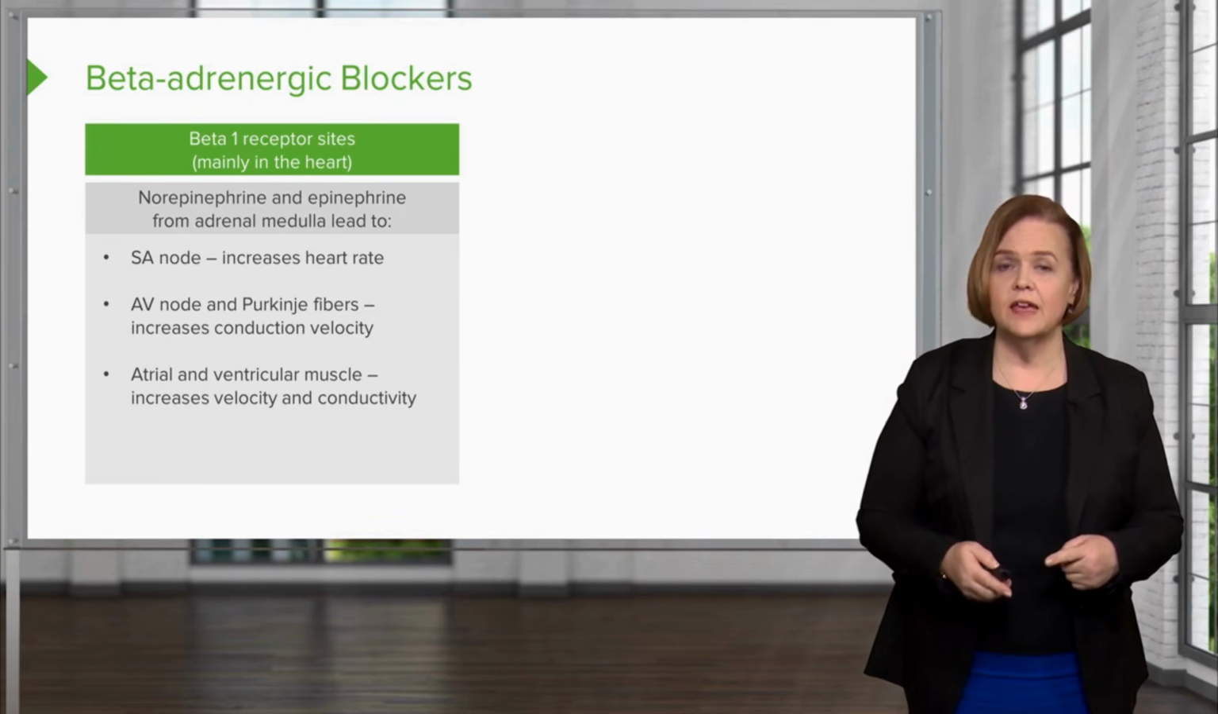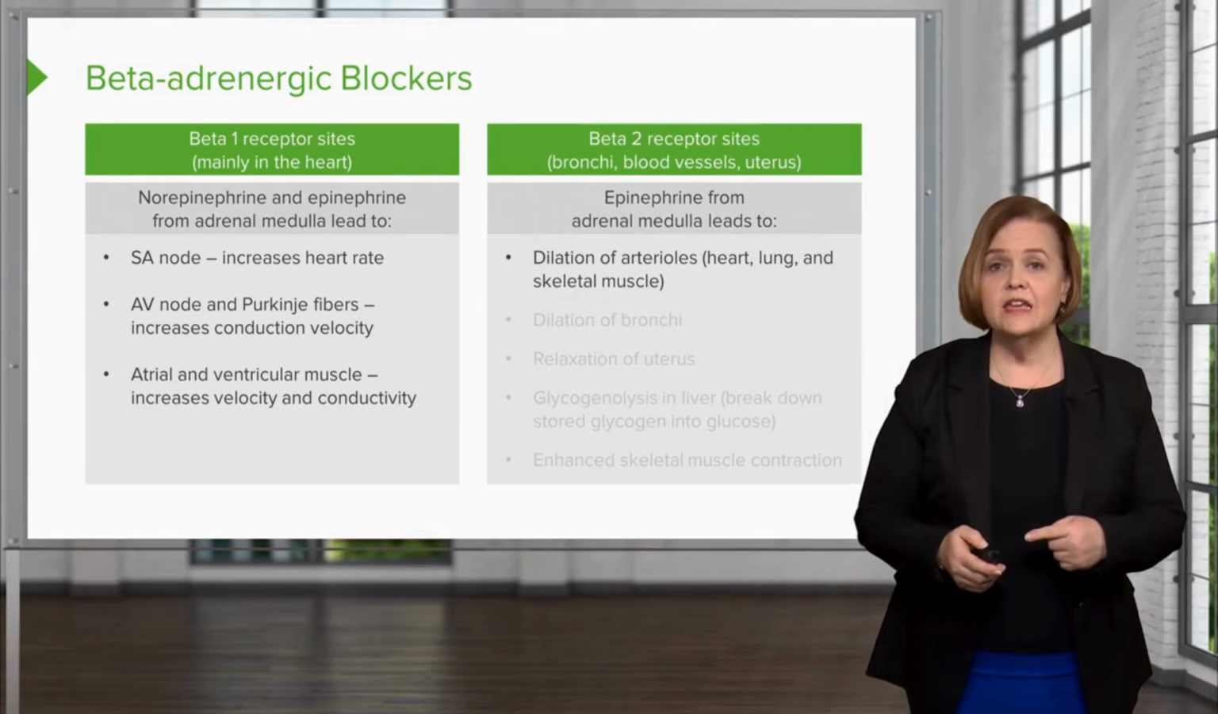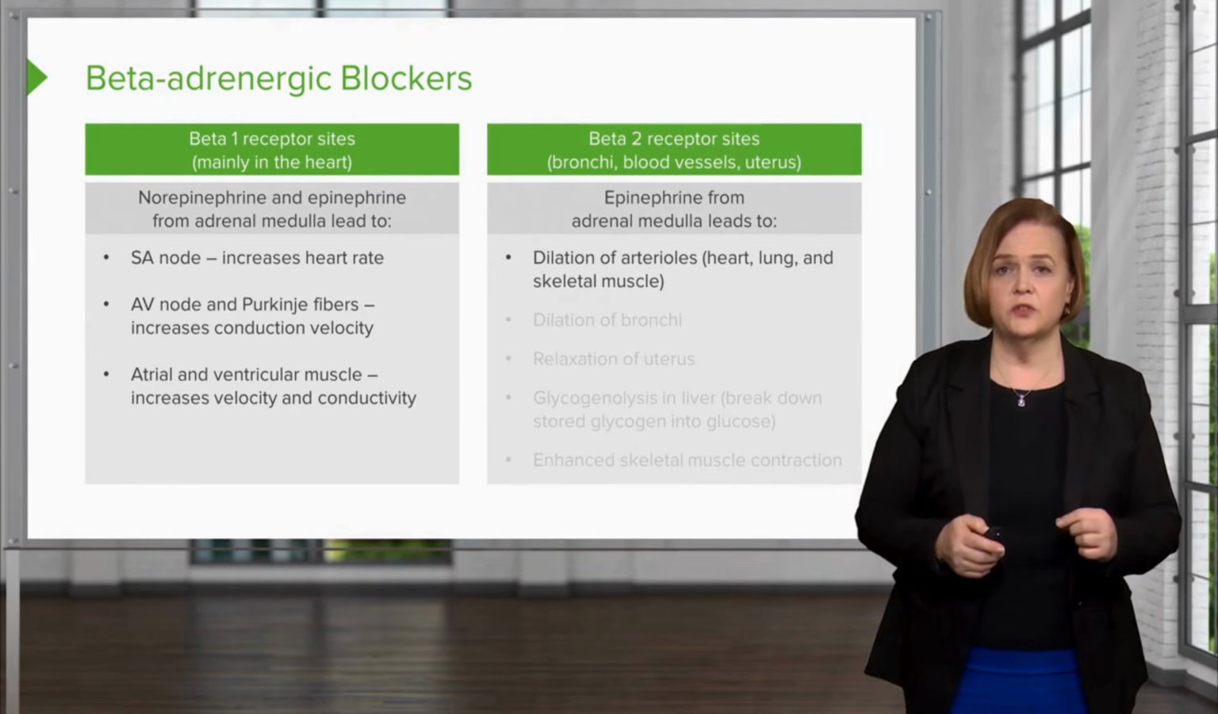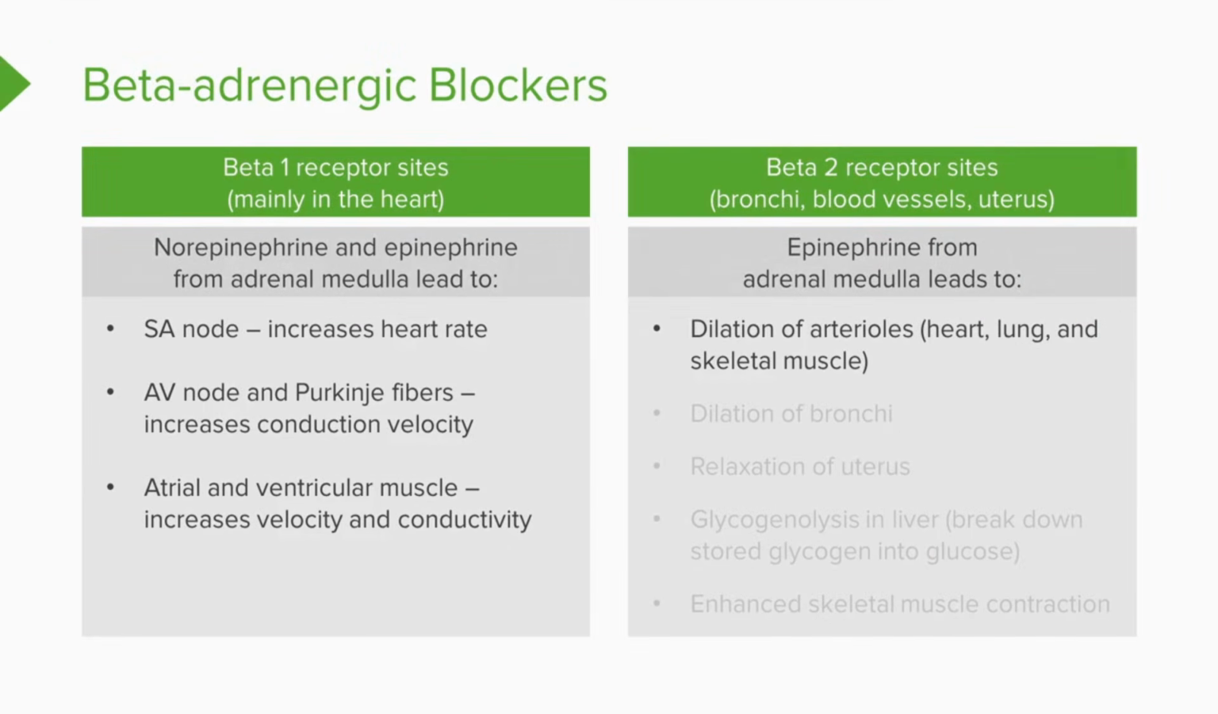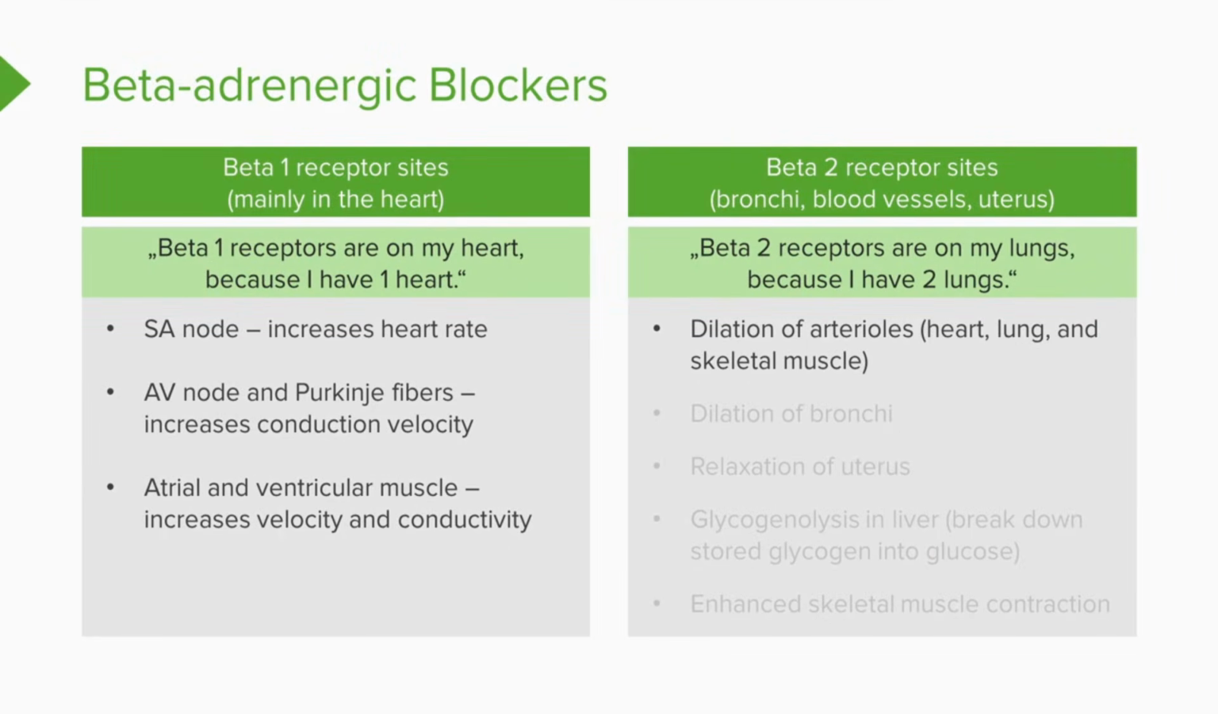that bronchodilate. Now, bronchodilating is a job of the beta-2 receptors. An easy way that I remember this is that beta-1 receptors are on your heart, and I have one heart. Beta-2 receptors are on my lungs, and I have 2 lungs. So that's how I keep track of where beta-1 receptors are and where beta-2 receptors are.